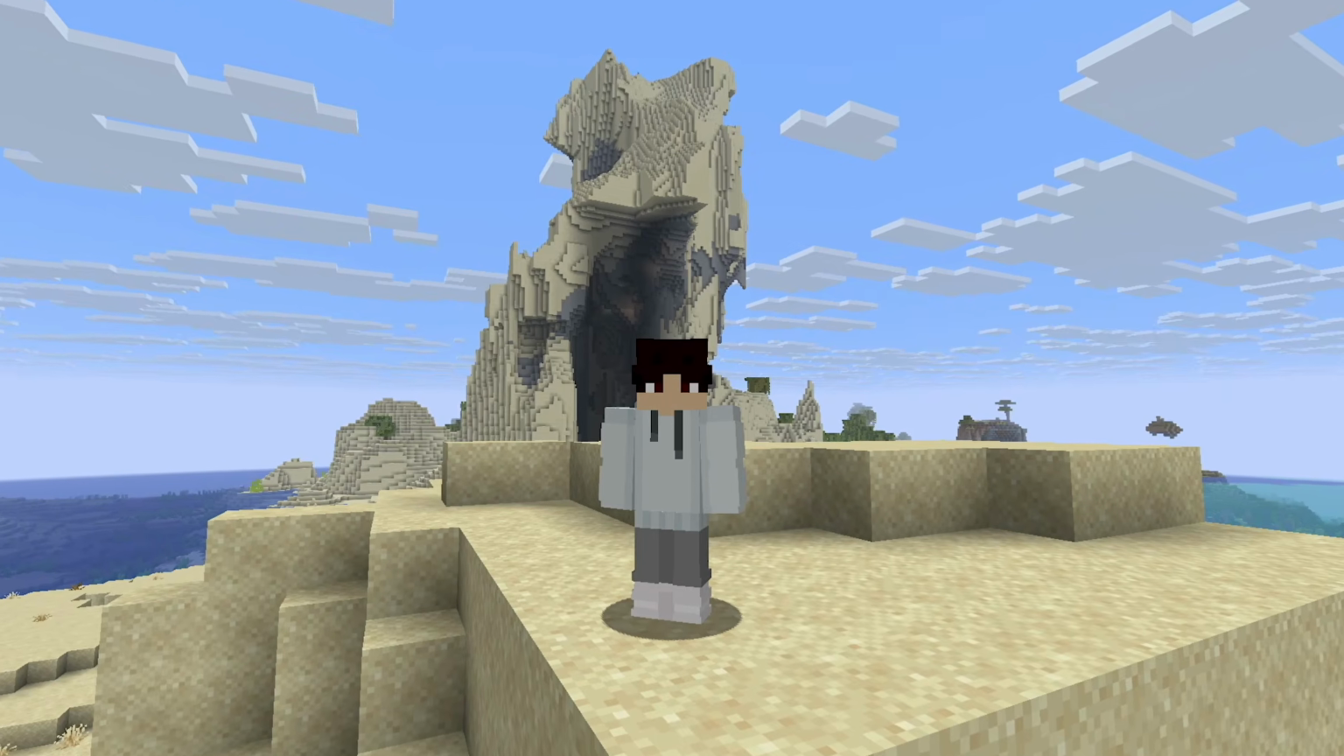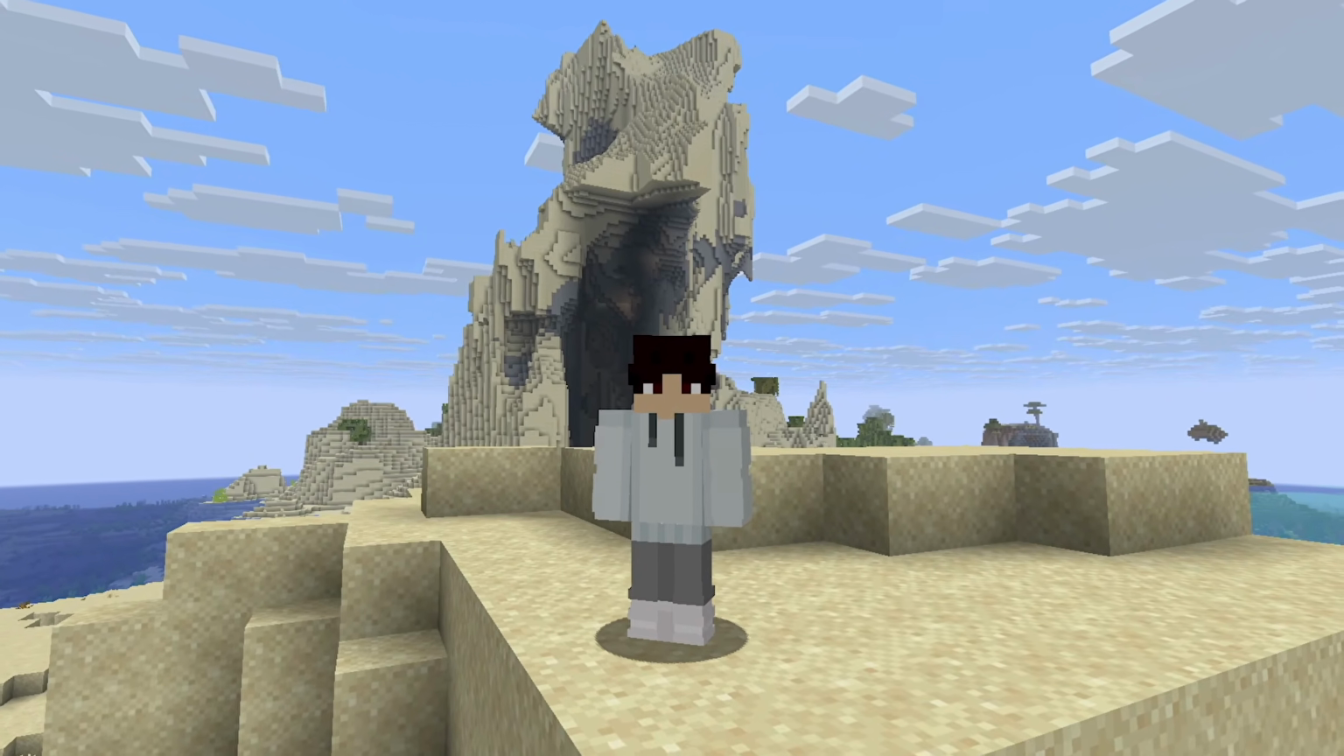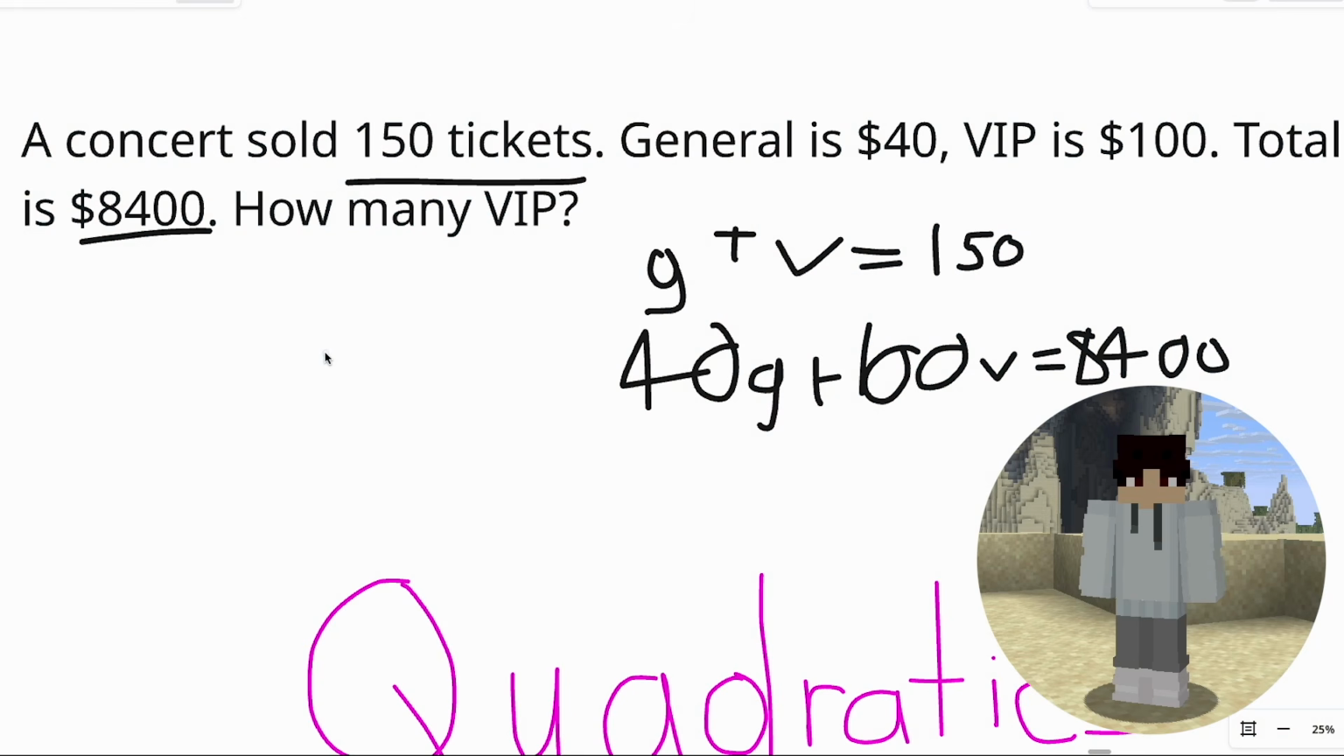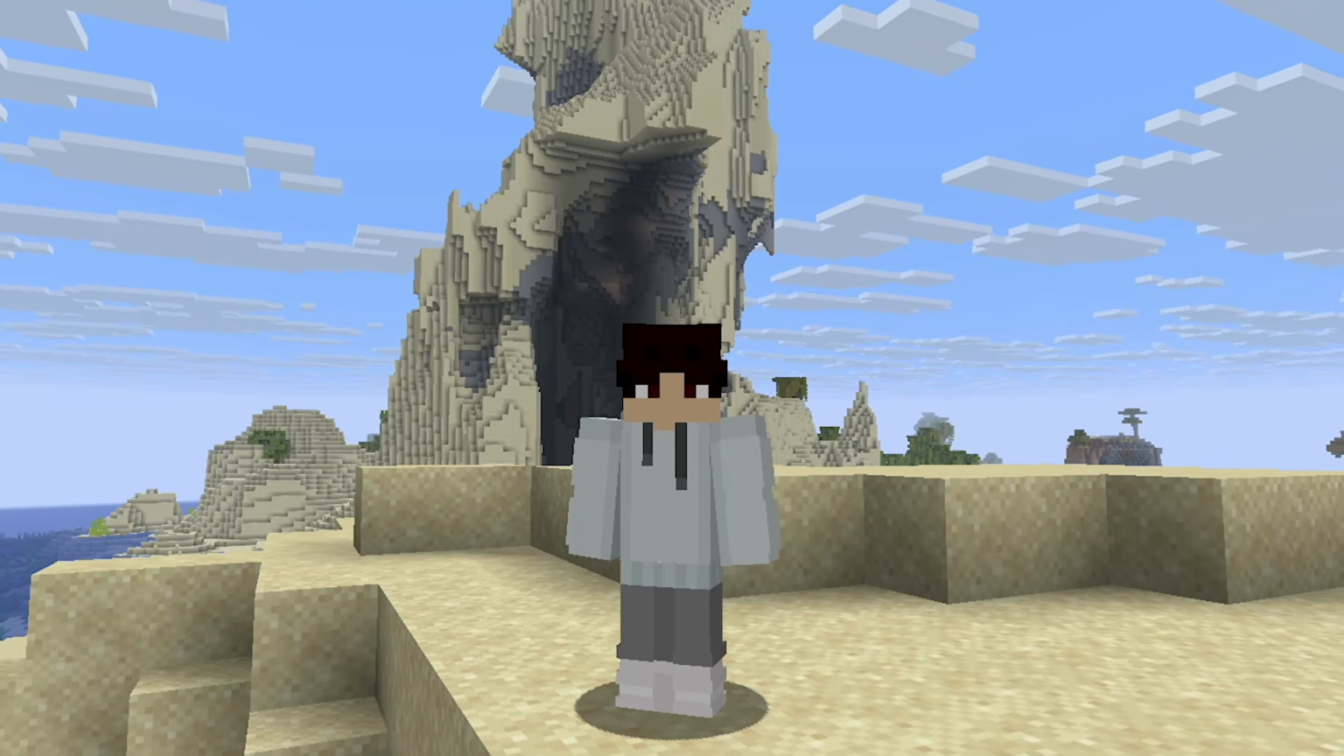So since 110 is equal to the general and 40 is equal to the VIP, the answer would literally just be 40 in this case. So they can sell 40 different VIP tickets in order to get to this certain amount. Okay, we're almost done, which should make you very, very happy.